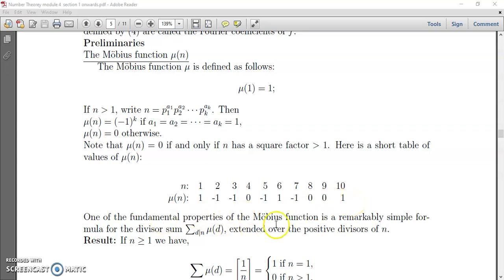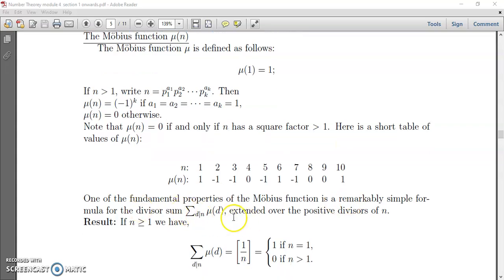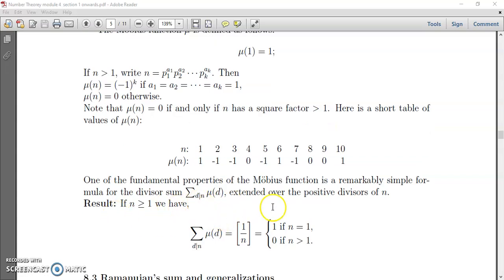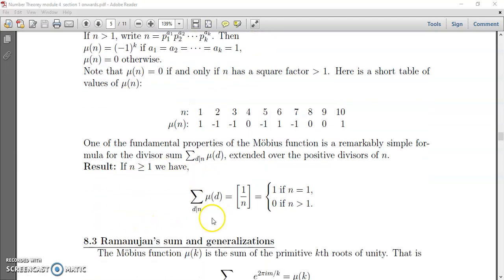One of the important properties of the Mobius function is based on the divisor sum, sigma d divides n of mu of d. If you have already learned this result, that is, if n is greater than or equal to 1, then sigma d divides n of mu of d is the greatest integer function of 1 by n, which is equal to 1 if n is equal to 1 and 0 if n is greater than 1.